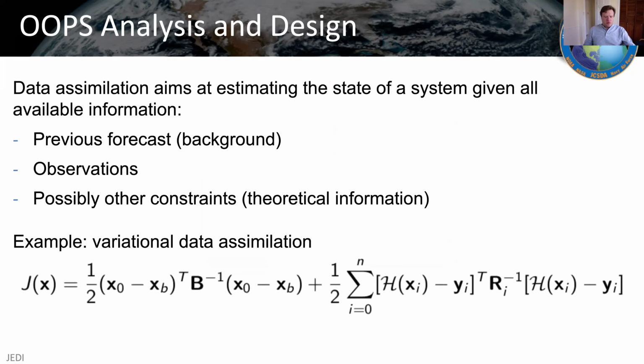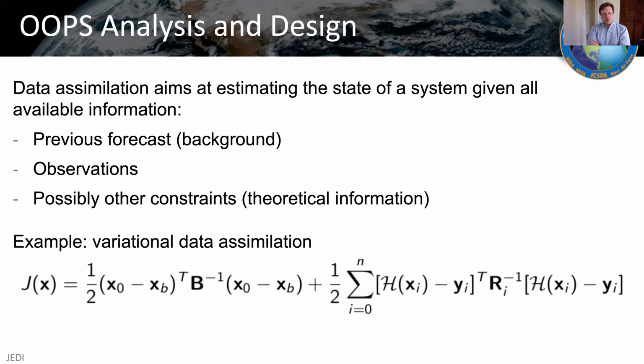So I'm now going back a little bit to how the design of OOPS and JEDI came about. So again, we have previous forecast background and some observations. Now we can also include in the data assimilation process some other information, like theoretical information. So things that the physics is telling you that you can write as additional constraints, and you can consider that as another source of information if you want.